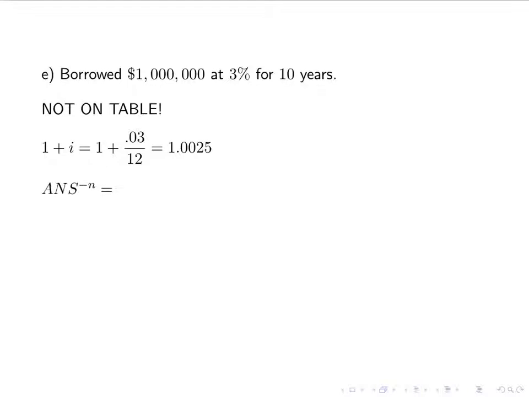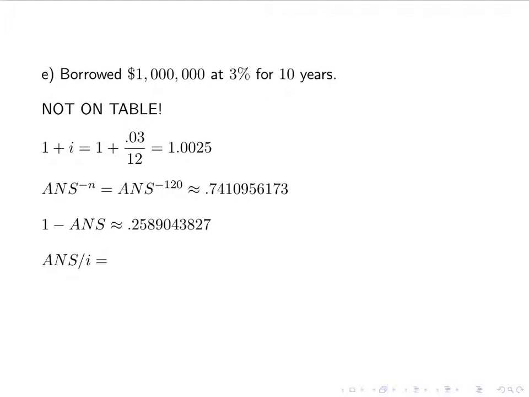The next thing we do is we raise it to the negative n. Remember, n is 12 times the years. So 12 times 10 is 120. So again, it's 1.0025 to the negative 120. And you should be getting roughly 0.74 and then some more digits. The next thing we're going to do is 1 minus the answer. Again, if you do not have the answer button, then just do it backwards. Do that number minus 1 and then get rid of the negative.